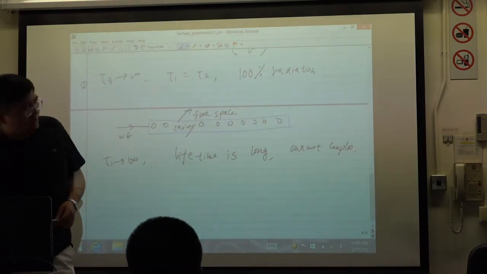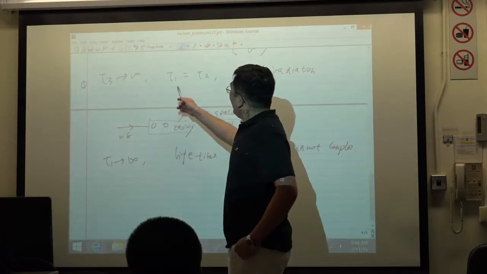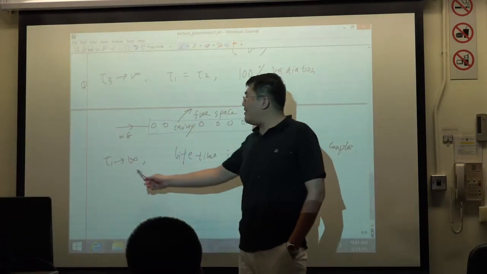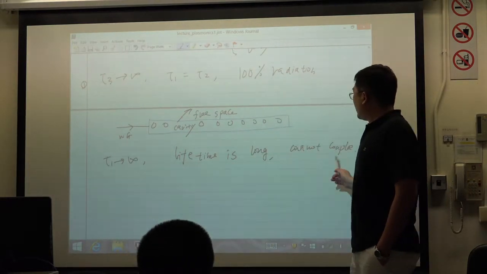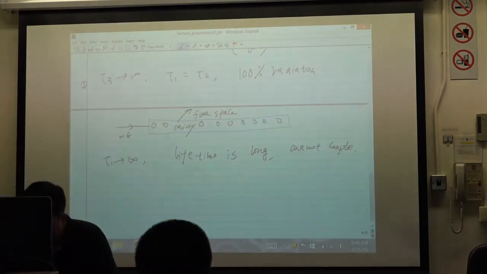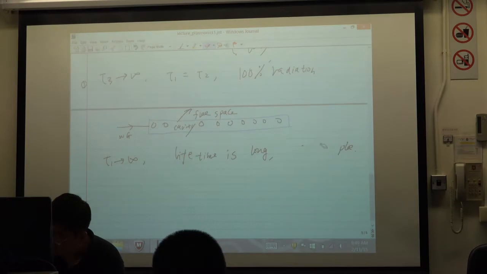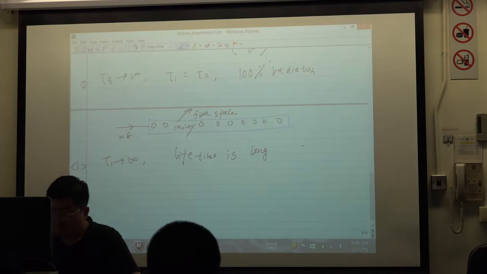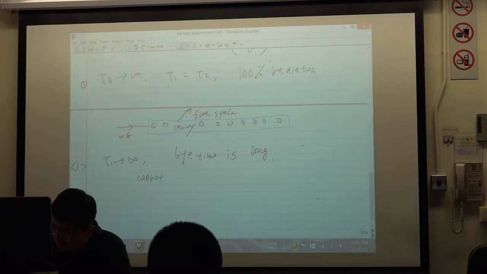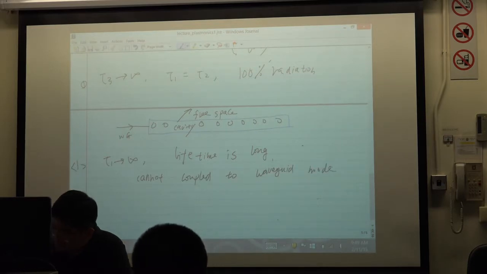Why is this important? Why should tau 1 be equal to tau 2? If tau 1 is very large, I say tau 1 goes to infinity, so the lifetime is very long, so they cannot couple. I give two limit cases. When the lifetime is long, you cannot couple to the cavity mode. What's the meaning of that? Sorry, not waveguide, cavity mode. They cannot couple to the cavity mode.